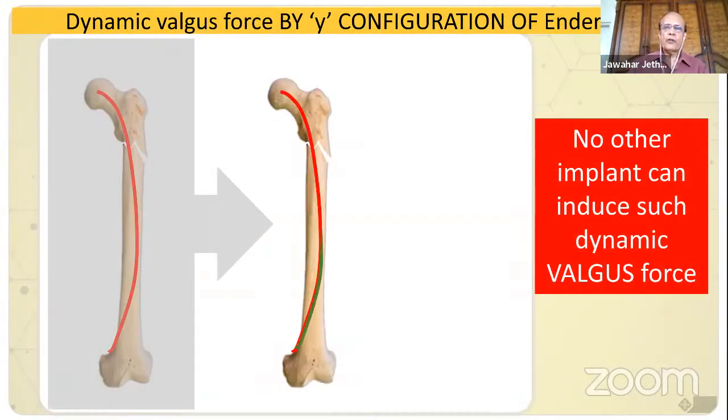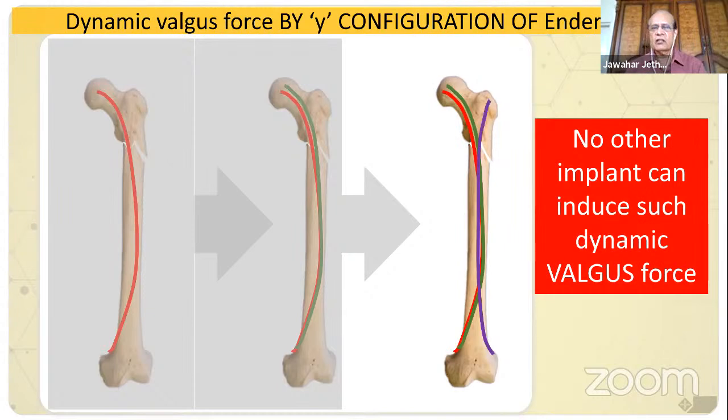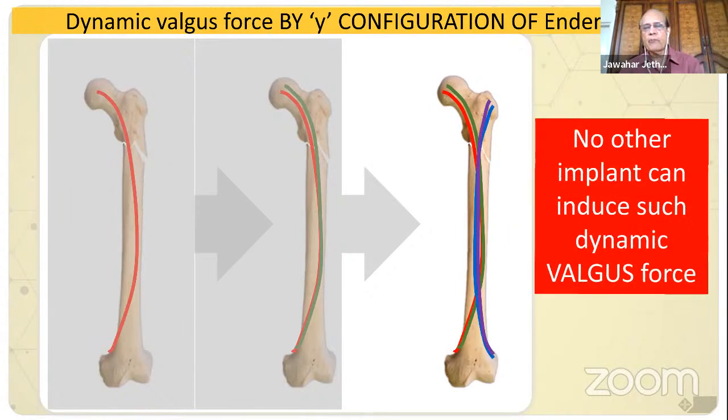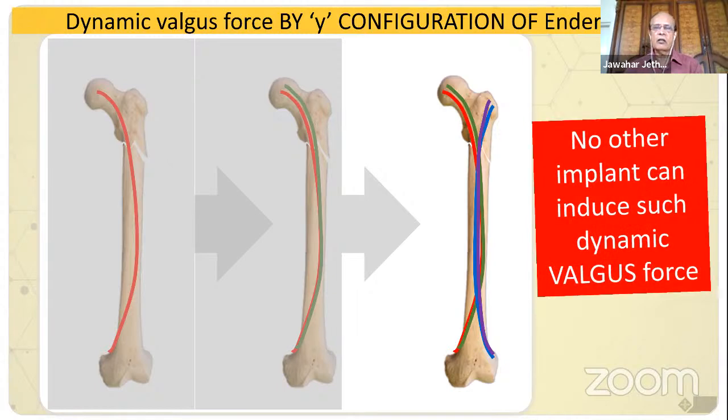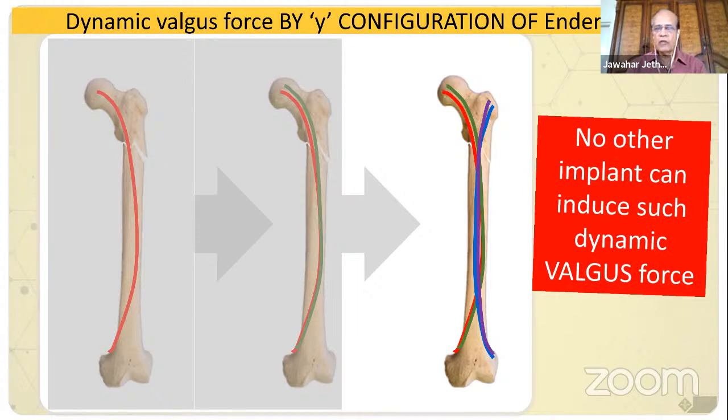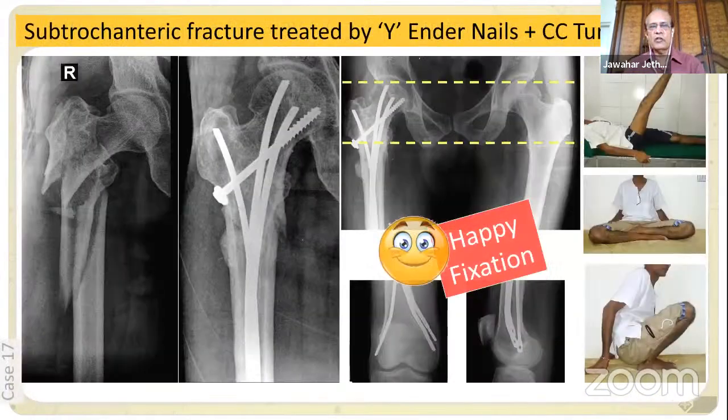A very important point for the subtrochanteric fracture is that no other implant can induce such a dynamic valgus force when you are passing the nails from the lateral condyle of the femur to the tip of the trochanter, which will prevent varus in due course of healing. So this is a method which you can use to prevent it.